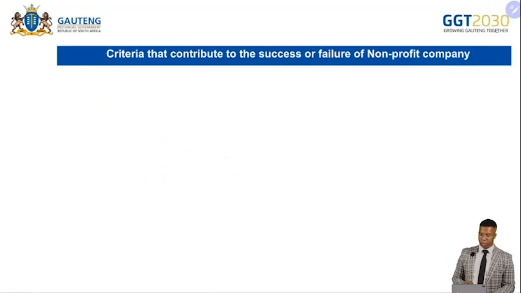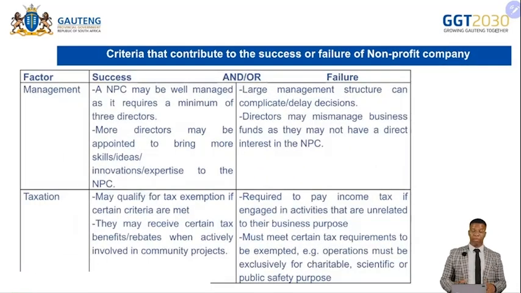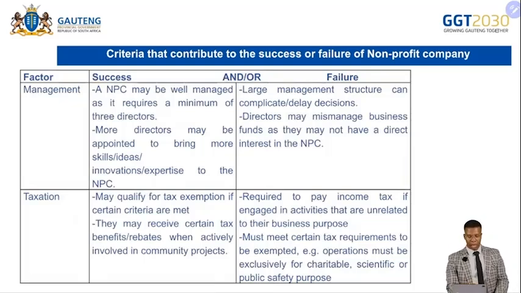Then we look into the success and failure of a non-profit company, which is operating not to make profit. Now, a non-profit company may be well managed as it requires a minimum of 3 directors, and more directors may be appointed to bring more ideas, skills, innovations, and aspects to the non-profit company.